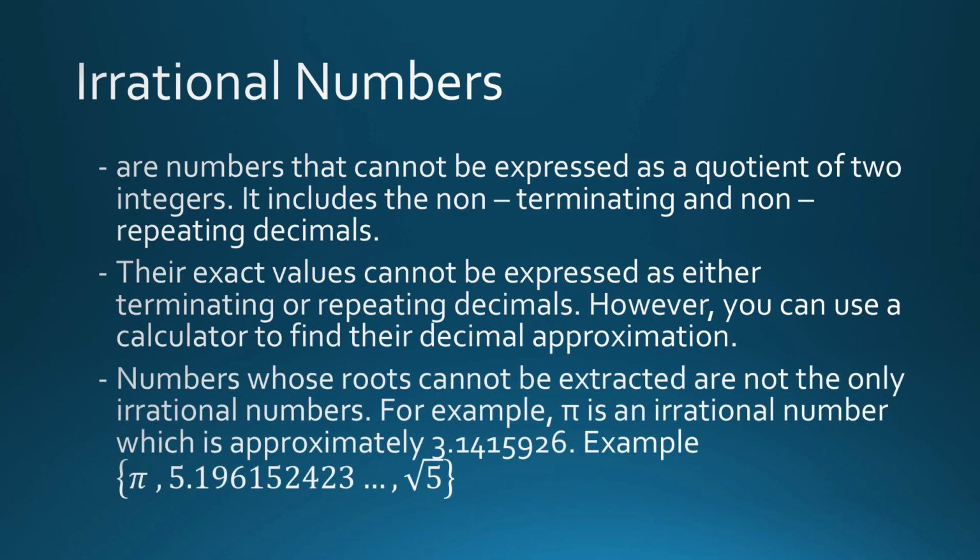Numbers whose roots cannot be extracted are the only irrational numbers. For example, pi is an irrational number which is approximately 3.1415926. An example for irrational numbers is pi, or the value of pi. Also, we have 5.9, 5.1961, 52, 423, and so on. The square root of 5 is also an example of an irrational number.